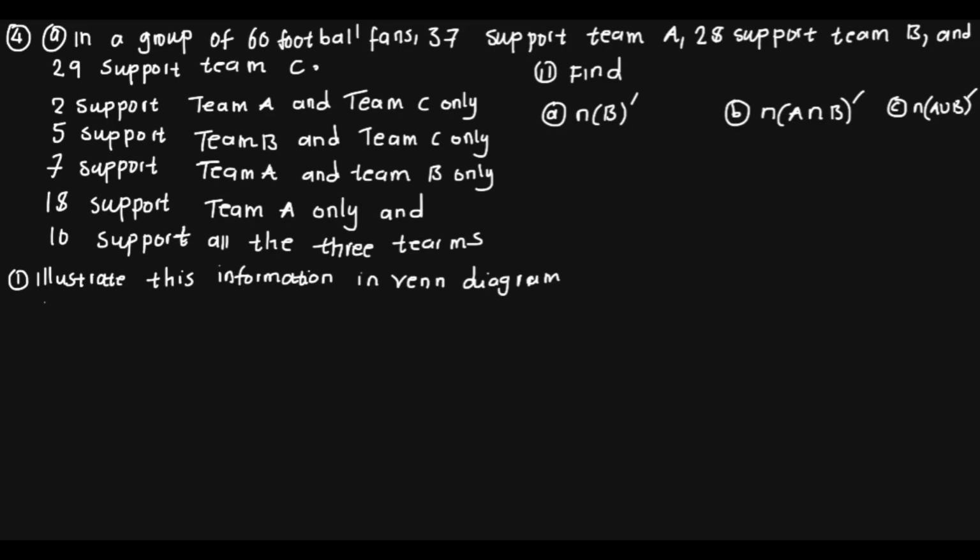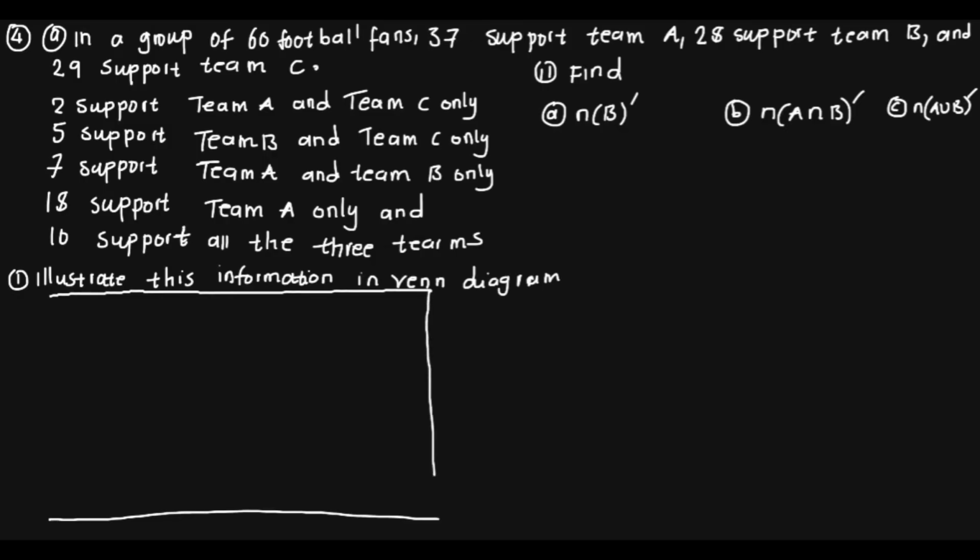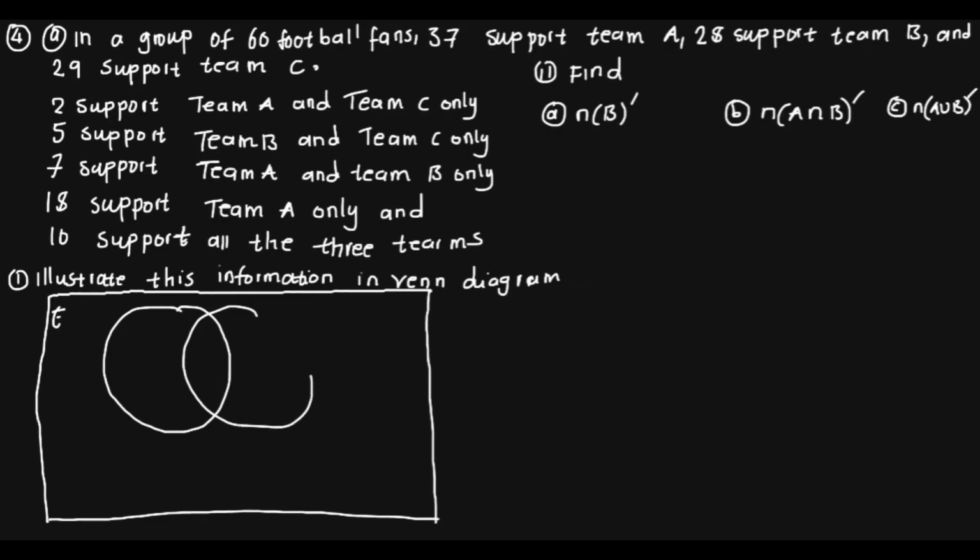So the first step that we need to do is draw a Venn diagram, and this Venn diagram will have 3 circles inside. Each circle represents a team. So we are going to have this circle, and we are going to make sure that all 3 circles intersect at one point, since we have a certain number of fans that support all 3. So we'll call this one team A, then team B, and this one team C.